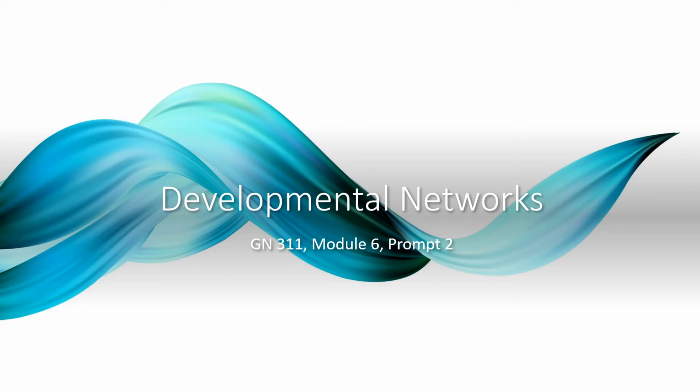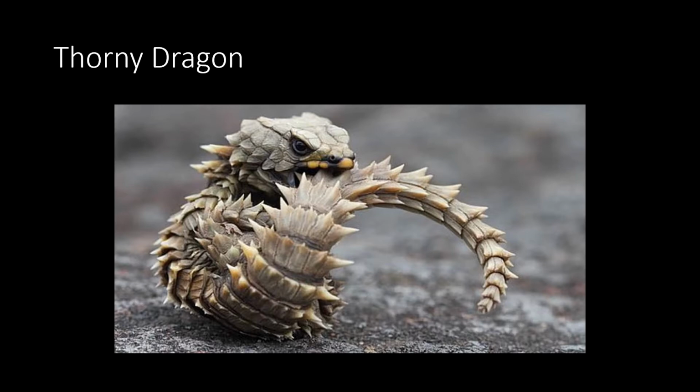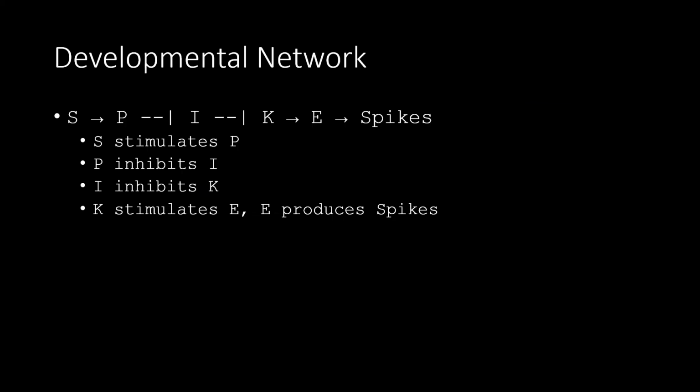This time we're looking at developmental networks. This is an Australian thorny dragon, and we're going to look at the developmental network that determines whether or not he has spikes on certain parts of his body. So here's the network. You can see that S stimulates P by this arrow. P inhibits I, I inhibits K, K stimulates E, and E stimulates the production of the spikes.